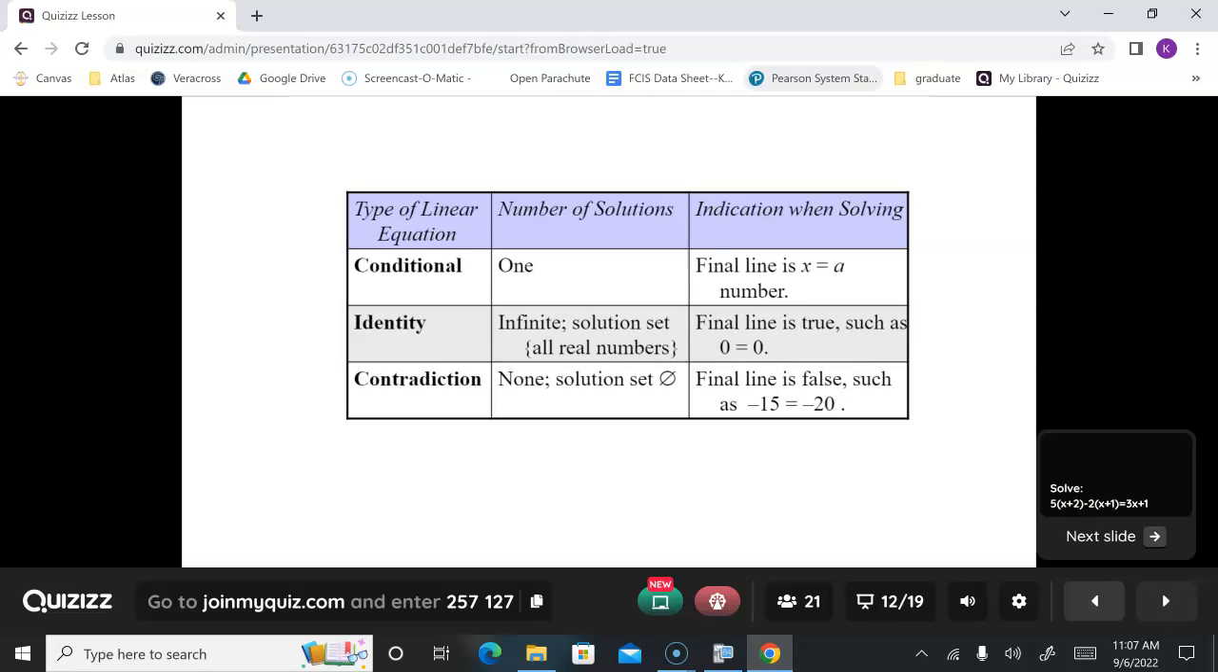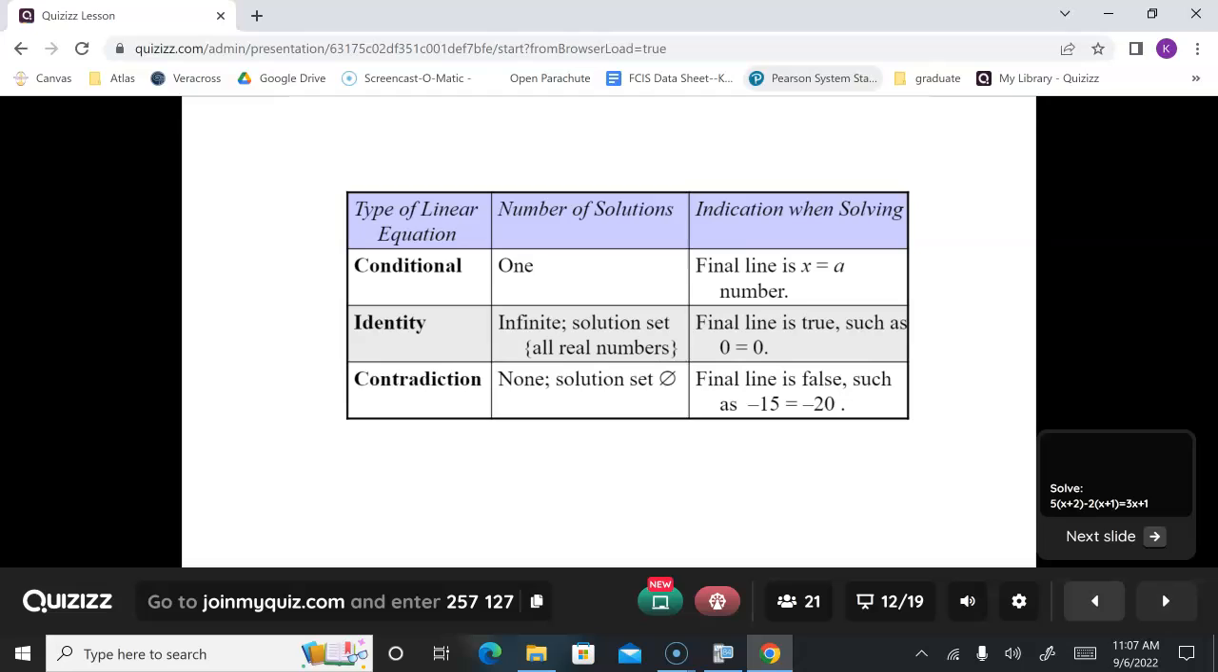Okay? What you're looking for with an identity is at some point your left side and your right side are exactly the same. And if that happens, that means you have an identity. And it doesn't matter what value of x you plug in, you're always going to get a true statement.